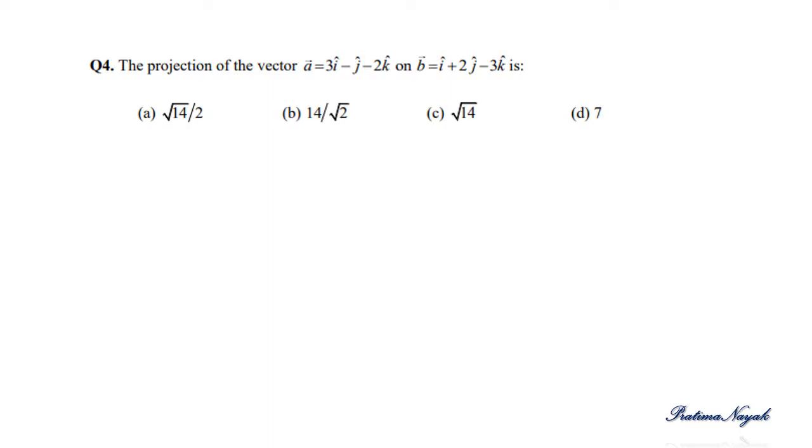The projection of the vector A on vector B. So the projection formula, if you recall, is A dot B by magnitude of B. So 3 into 1 component of i, minus 1 into 2, plus minus 2 into minus 3. That will be 3 minus 2 plus 6. This is the numerator, and the denominator is the magnitude of B, under root of 1 square plus 2 square plus 3 square. So it will be 7 upon under root 14, or this is under root 14 by 2. So answer is B.